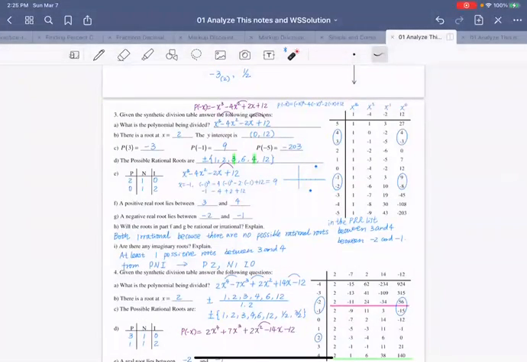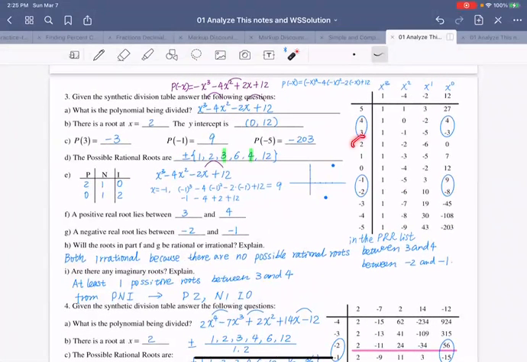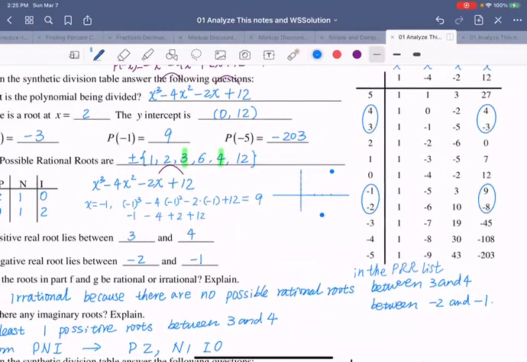What you do is, you already notice that here is your synthetic table when x equals 2. This is divisible. So that means this is 1 times x squared minus 2x minus 6 equals 0. So how about we solve this equation to find out the other two roots?